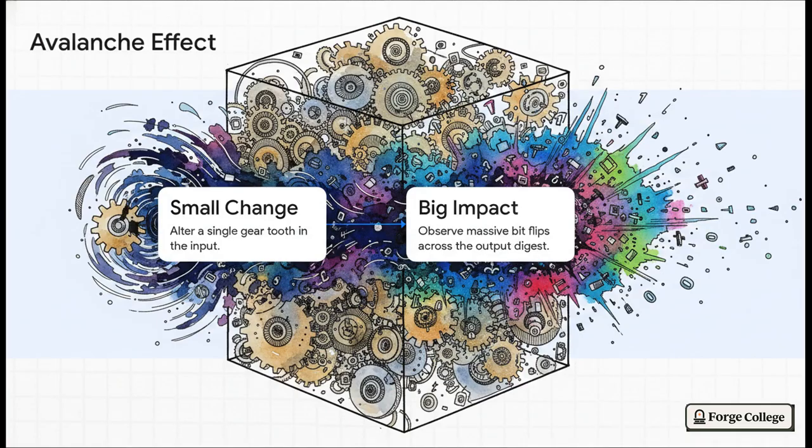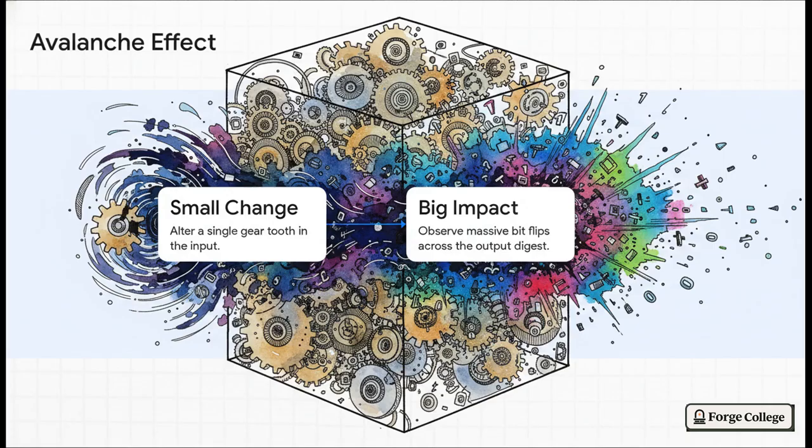Well, imagine the inside of our puzzle box is full of these intricate interlocking gears. The avalanche effect dictates that if you alter just a single tooth on one tiny gear in the input, the resulting warranty tag doesn't just change a little bit, no. It causes unpredictable, massive bit flips across the entire output digest. A micromutation in the input causes global high-entropy chaos in the output tag.